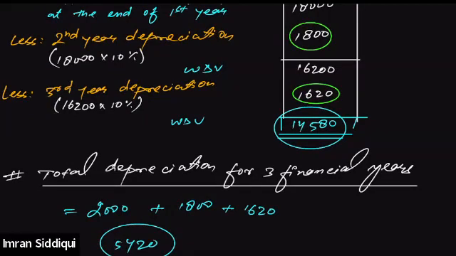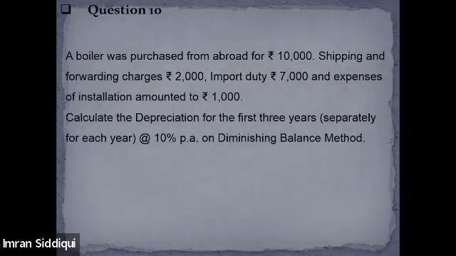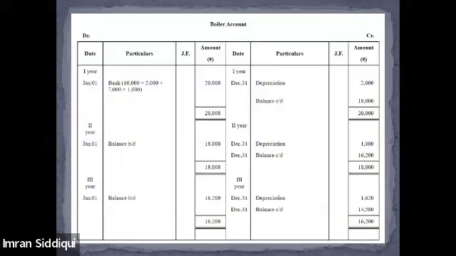So that is what the question requires. We were just required to calculate depreciation. The question did not ask for the formation of the ledger for the 3 financial years, so I presented the solution this way. Otherwise, we need to prepare the ledgers, which we will do in the next question. If the question had asked for the boiler account, then we would have prepared the boiler account this way.